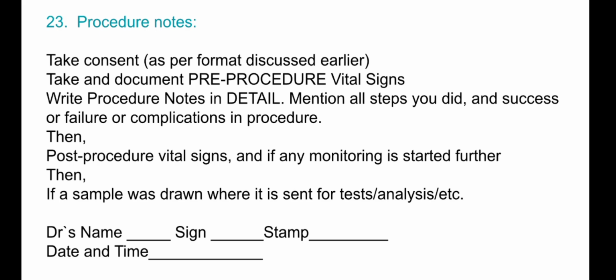The format for procedure notes is as follows. Take consent first as per format discussed earlier. Take and document the pre-procedural vital signs. Write procedure notes in detail, then mention all steps you did and success or failure or complications in procedure. Then post-procedure vital signs and if any monitoring is started further. Then, if a sample was drawn, where it is sent for tests, analysis, etc. Doctor's name, sign, stamp, date and time.